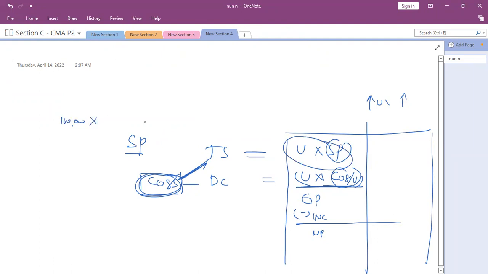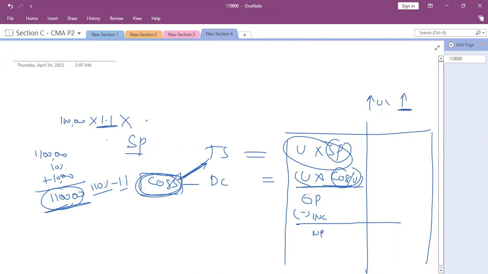multiply with, if units are increased by 10%, multiply with 1.1. 100,000 is there. 10% means how much? 10,000, no? So 100 plus increase 10,000, total will become 110, no? This 110, how we got? 110%. Nothing but 1.1. You multiply with that, and also increase in selling price is also there, no? If it is decreased by 5%, take 95% or 0.95. If it is increased by 5%, take 1.05.